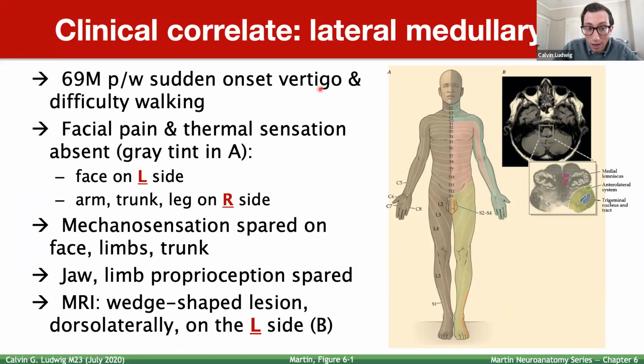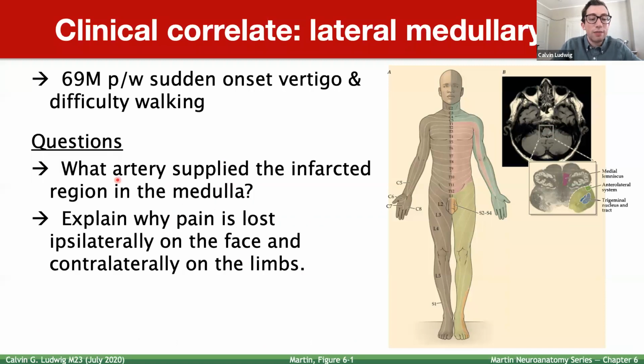We had a man with sudden onset vertigo and difficulty walking. Here's the key. He's lost pain and thermal sensation on his face on the left side, the ipsilateral side, and then his arm, trunk, and leg on the contralateral side. Remember that the MRI showed a lesion on the left here. So the question then, I've given it away, which artery is it? PICA. Now we need to explain why pain is lost ipsilaterally on the face and then contralaterally on the limbs.